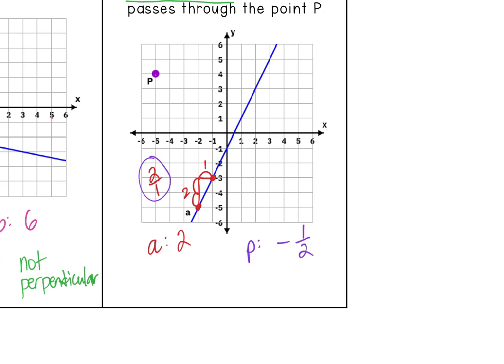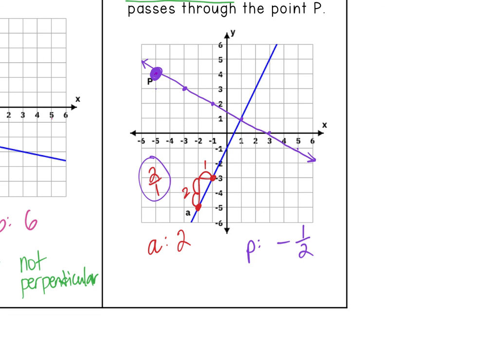So starting from this point, point P that was given to us, let's count down 1 across 2, down 1 across 2, down 1 across 2, and then just do as many points as will fit. Then you can connect all your dots. Something like that. And there's my line.